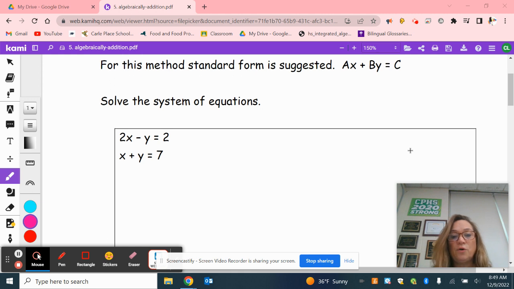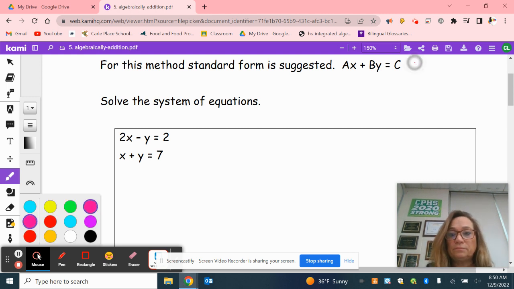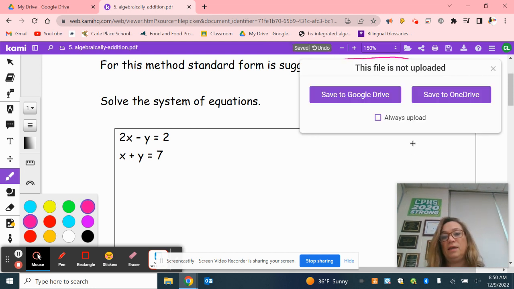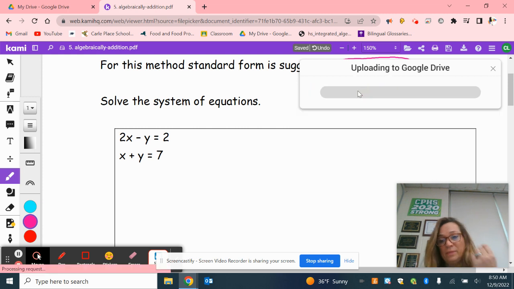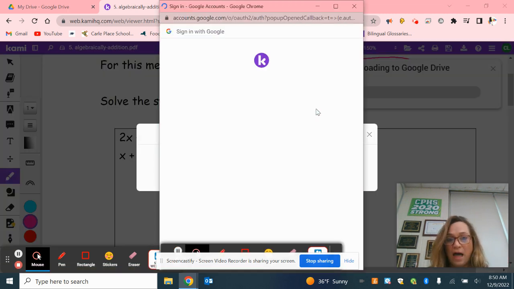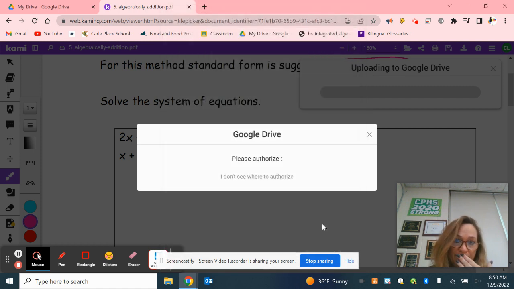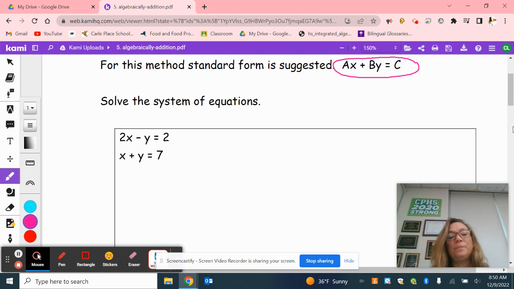Okay. So, the idea here is that you want to get the equations to be in what we call standard form. So, you want it to be x, y, equal sign, and then number. Once you get it like that, it's really just like doing addition. You're just going to add down your columns. So you're going to add the x's with the x's, the y's with the y's, the numbers with the numbers.